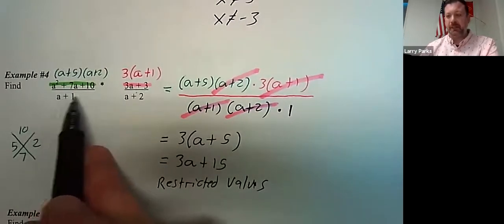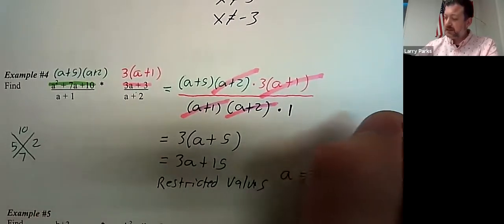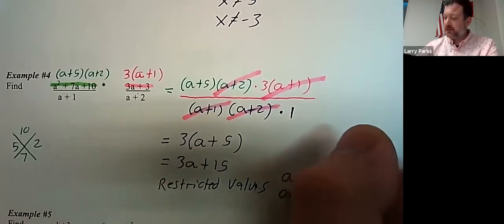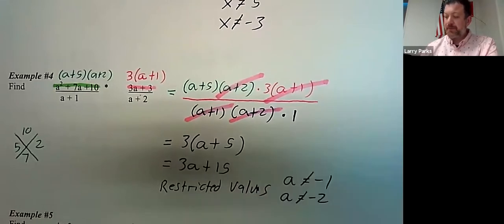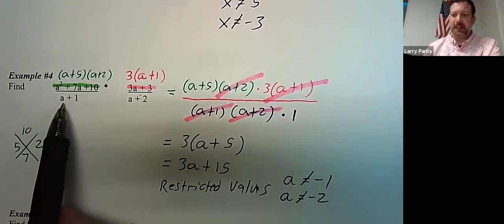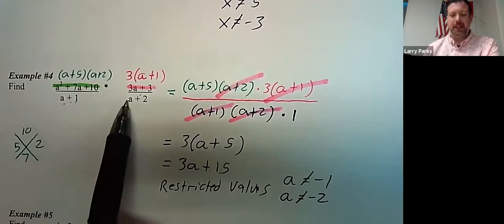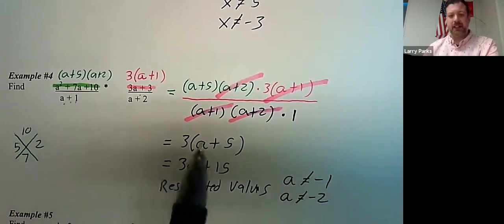A cannot be negative 1. A cannot be negative 2. And remember, that's because negative 1 plus 1 is 0. You can't divide by 0. Negative 2 plus 2 is 0. You can't divide by 0.